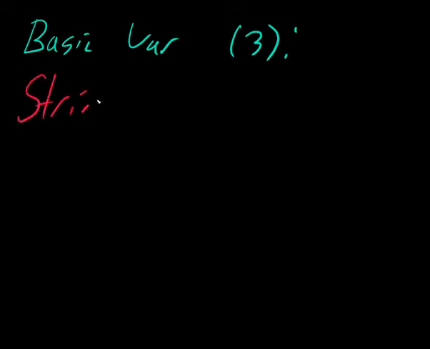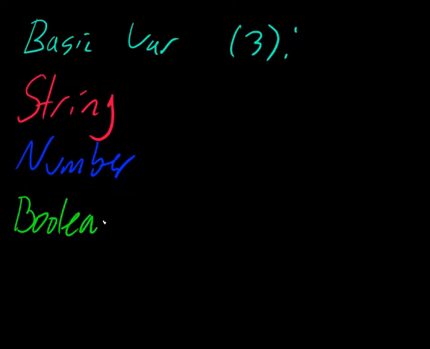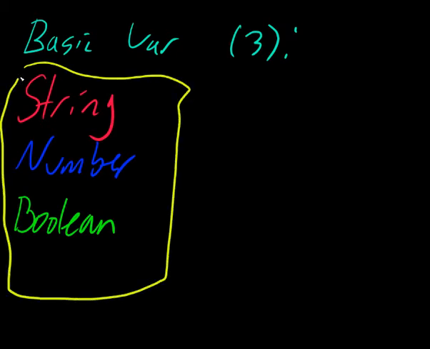Now, you know all the basic variables. Let's just cover them. Basic variables. There are 3 of them. There is the string. There is the number. And there is the Boolean. Those are the 3 basic variables, in my opinion.